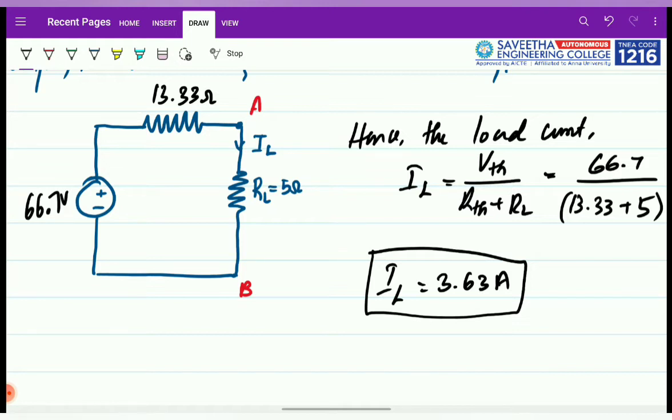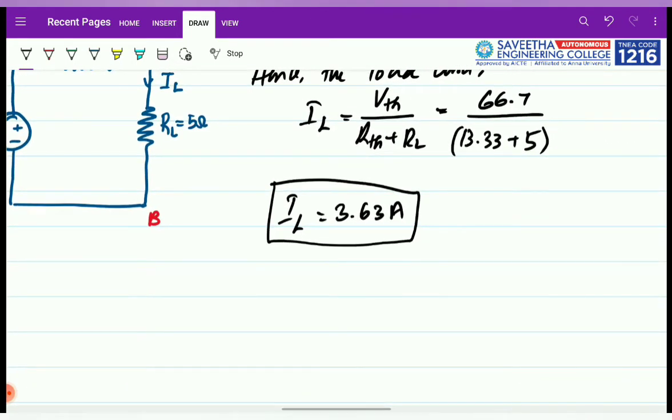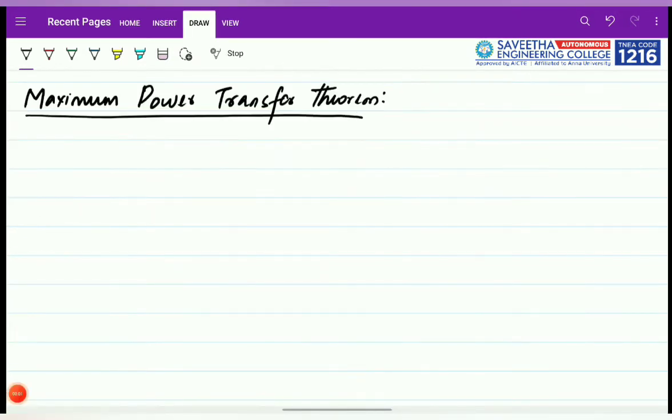And in some cases they may ask you to find the power in that load. If you want to find the power, it can be found as the current squared times the particular resistance which is asked of you. So this is the power dissipated in the load. If it is asked, you can find it, else that is not required. So I hope you can understand this. Thank you. So welcome back.